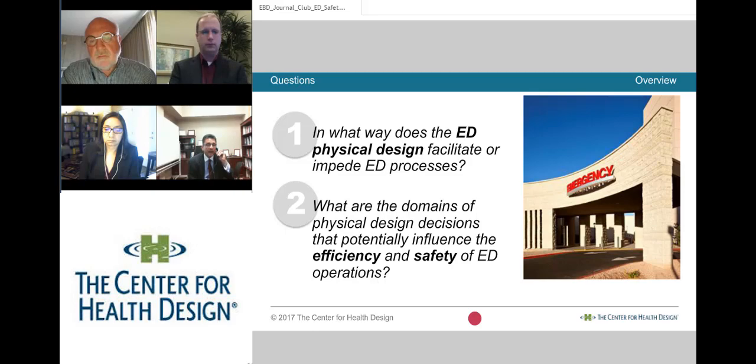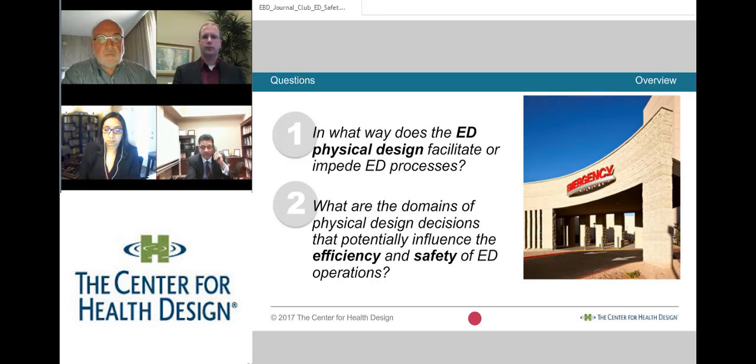So our question, hence, was from a physical design perspective that an architect or interior designer might ask as they are designing a hospital. And the first was, in what way does the ED physical design facilitate or impede the processes? And what are the domains of physical design decisions that potentially influence efficiency and safety of ED operations?